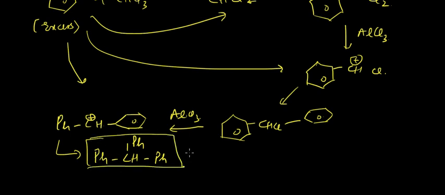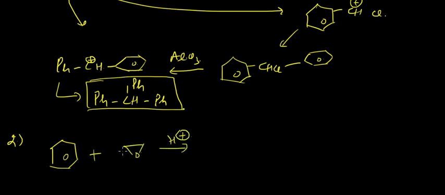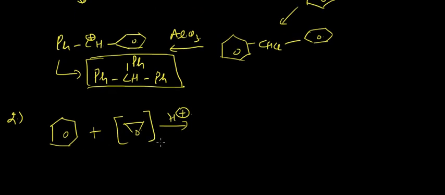Okay, so I hope you followed this example. Okay, let's look at another example. We have something like this: benzene ring plus we have a 3-member epoxide in presence of acidic medium. A 3-member epoxide ring is unstable in all media. We have seen this in previous lectures also because of high ring strain.